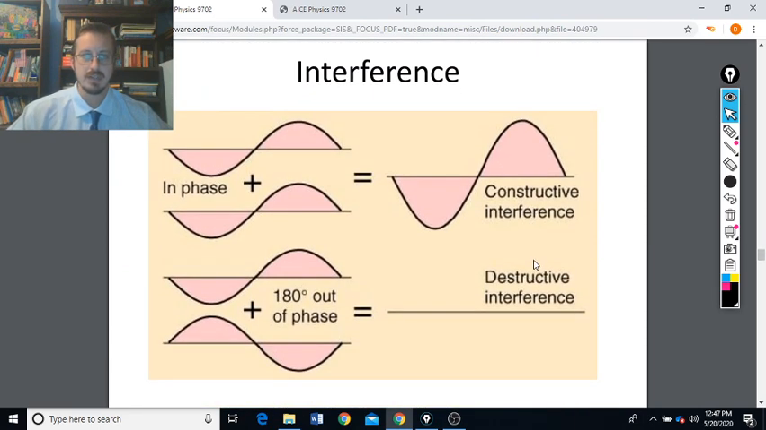This is another slide to show interference. If the waves are in phase, we can see that the waveforms match. We get constructive interference. But if they're 180 degrees out of phase, or pi radians out of phase, or half a cycle out of phase, then we get destructive interference, and the resultant is just nothing.